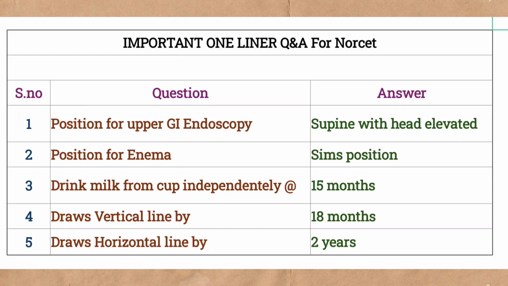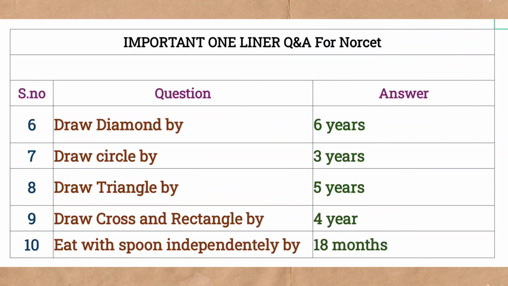4. Draws vertical line by 18 months. 5. Draws horizontal line by 2 years. 6. Draw diamond by 6 years. 7. Draw circle by 3 years.